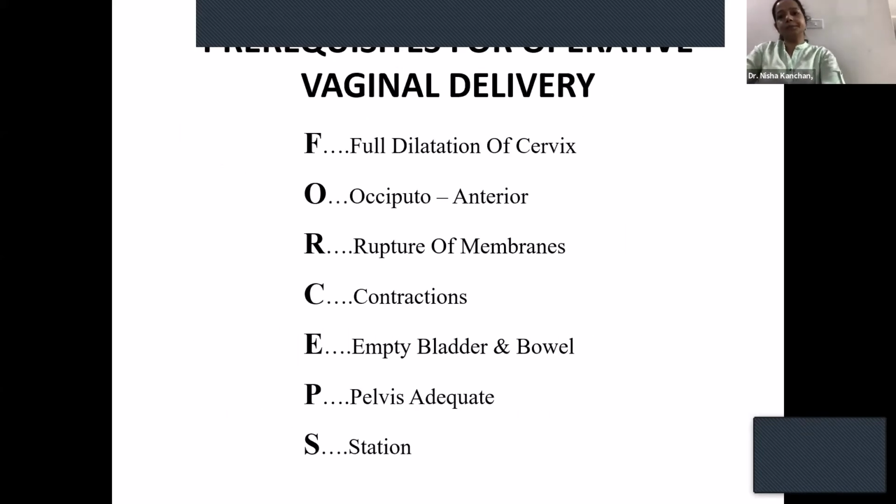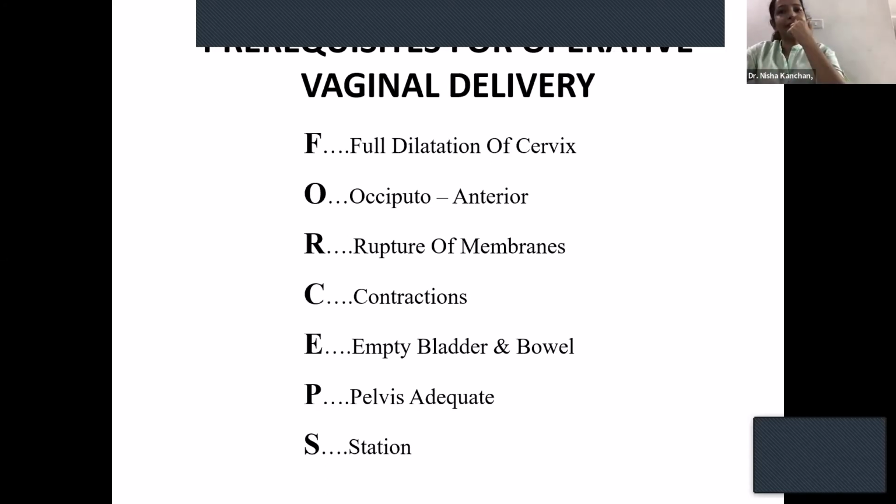Next slide, please. So the prerequisites, commonest question is what prerequisites? This is your checklist before you apply any instrumental delivery. The mnemonic is FORCEPS. F is for full dilatation of cervix. If the cervix is not fully dilated and you apply forceps, you're going to cause deep tears of the cervix. So you're causing traumatic PPH. So always check for full dilatation of cervix. Plus your traction is going to fail. You're not going to be able to pull the forceps.